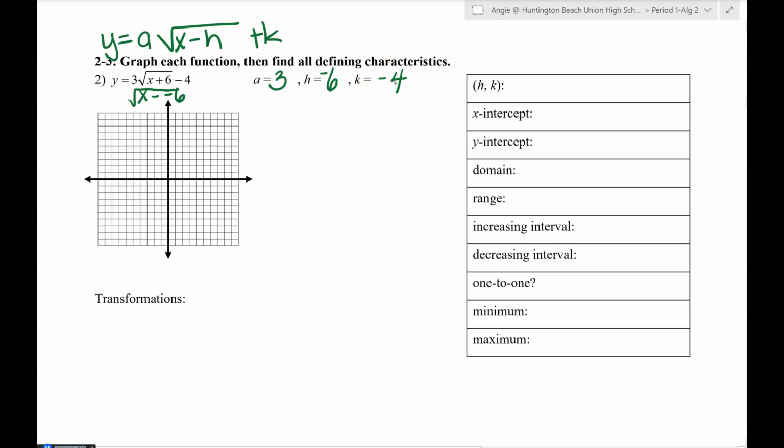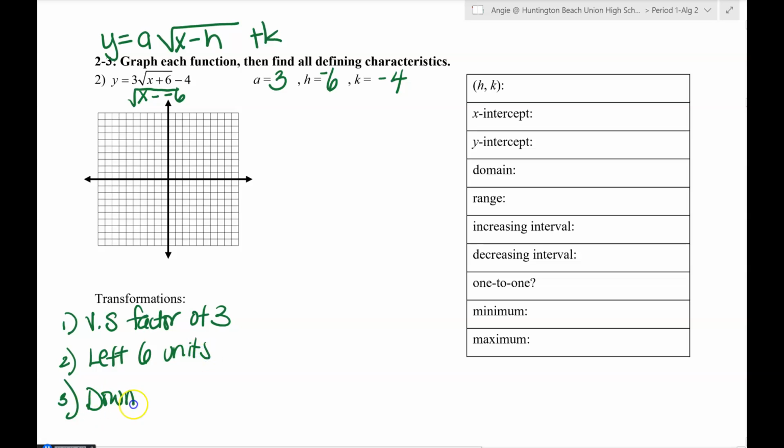That allows us to go down here and state the transformations right away. We have A, H, and K. A is 3, so it's a vertical stretch factor of 3. H is negative 6, so left 6 units. K is negative 4, so down 4 units. Let's start with the parent function. The parent is y equals square root of x.